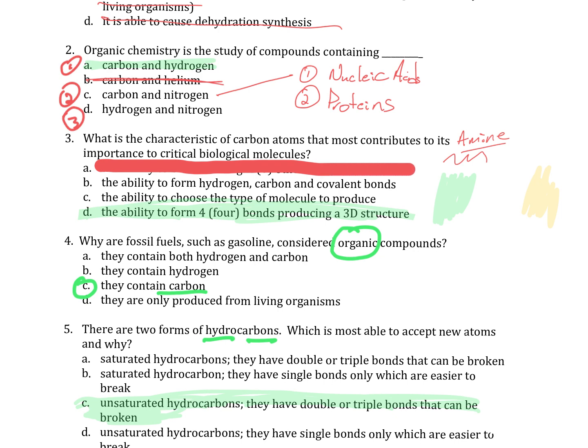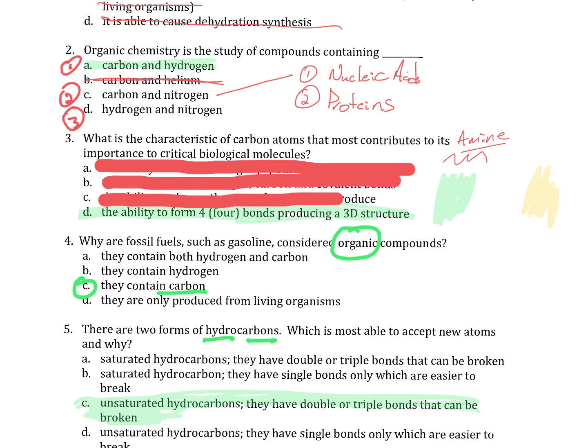The ability to form hydrogen, carbon, and covalent bonds doesn't make any sense. Like, carbon-hydrogen bonds are covalent, so that did not make sense. The ability to choose the type of molecule to produce, carbon does not choose. It's not about a choice. So the only possible answer is the ability to make 4 bonds.